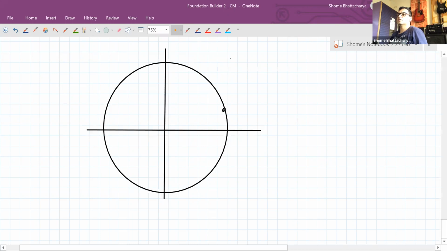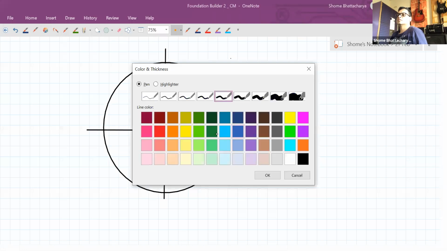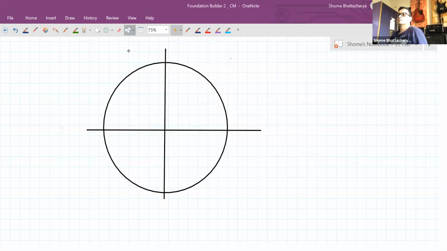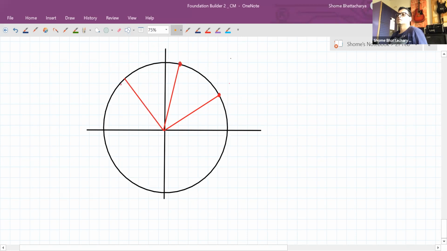When the particle is here, after some time the particle is here. After some time the particle is here. So as the particle is going in the circular path, continuously this kind of tension will be acting on it.